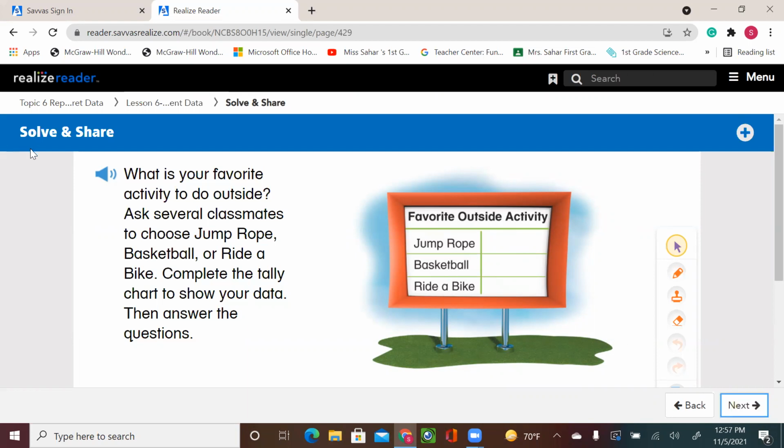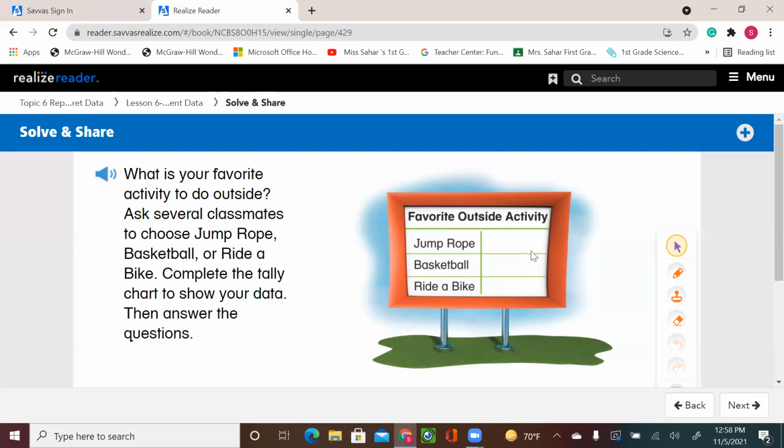So let's see for today's picture graph. What is your favorite activity to do outside? Ask several classmates to choose jump rope, basketball, or ride a bike. Complete the tally chart to show your data. Then answer the questions.